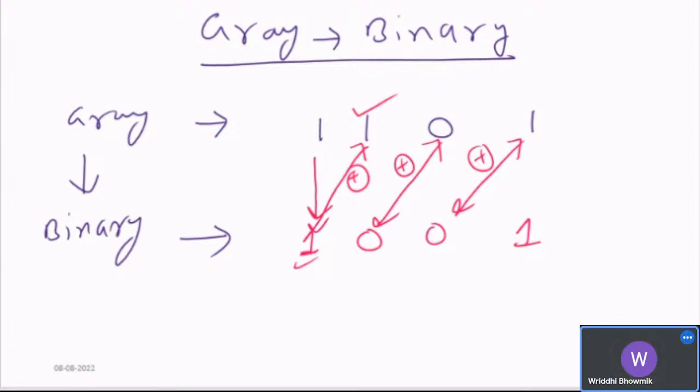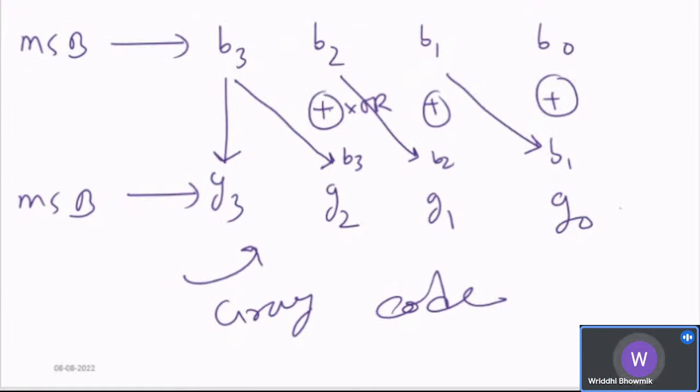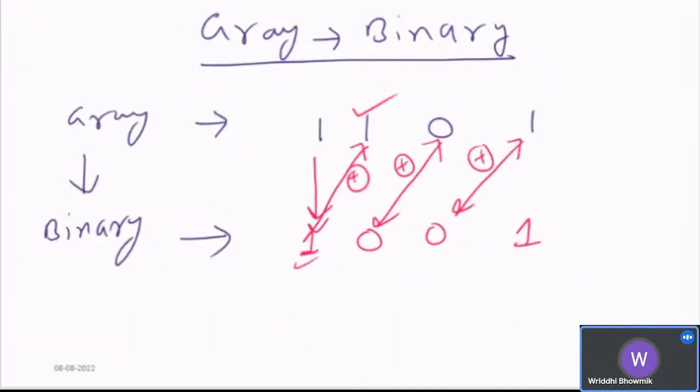Is that clear? Yes, sir. Okay. So you see, in this manner, the reverse process you have to follow. So that is gray to binary. We have studied BCD and binary. And there is another code, that is the XS3.